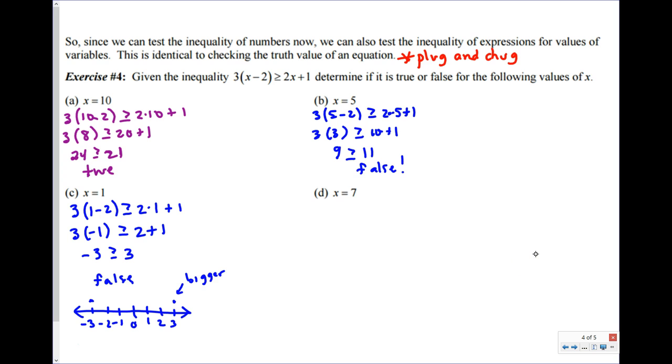Letter D, we're plugging in 7 now. So 3 times 7 minus 2 is greater than or equal to 2 times 7 plus 1. So this becomes 3 times 5, because 7 minus 2 is 5. Greater than or equal to 2 times 7 is 14 plus 1. 3 times 5 is 15, and 14 plus 1 is 15. Is 15 greater than or equal to 15? Yes, it's equal, so this is true. Alright?